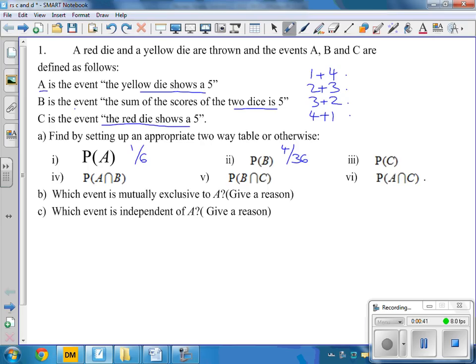C, we've got another dice. The one just shows a 5. Again, we're back to the same thing. It's 1 out of 6. It's a normal, fair dice. It's 1 out of 6.